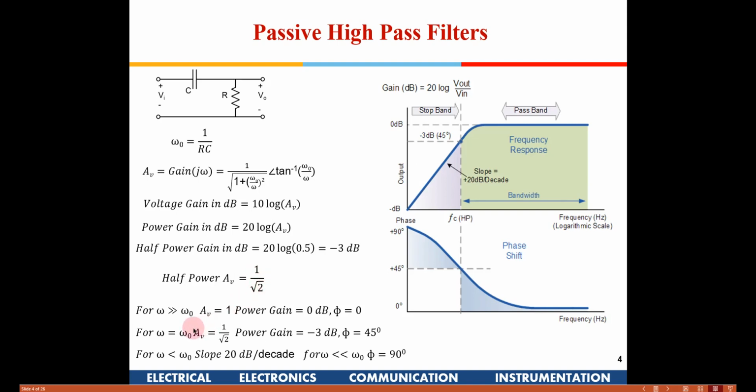Now if you take a few conditions, say omega is much greater than omega 0 in this gain equation. That means at very high frequency, omega in the denominator is much higher, so I can neglect that term, and it will become 1 divided by 1. That means the voltage gain is 1. Whatever I am applying here, this voltage, will be available at the output. And 20 log 1 is 0.